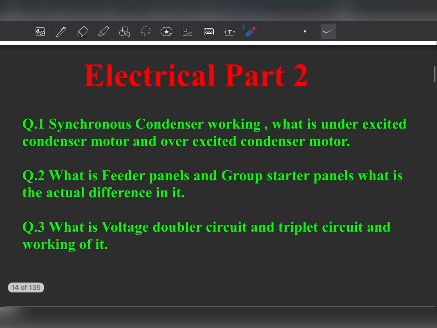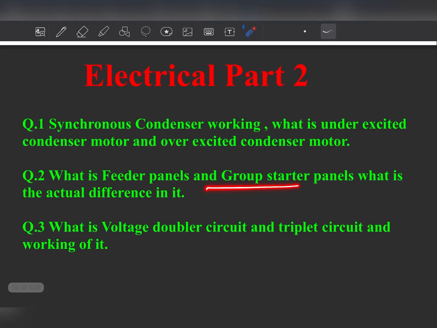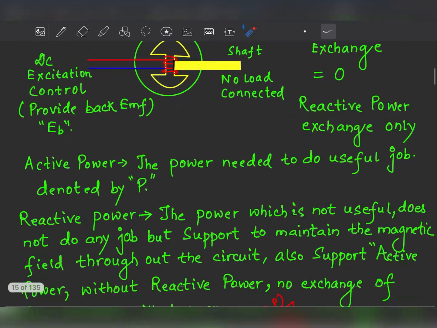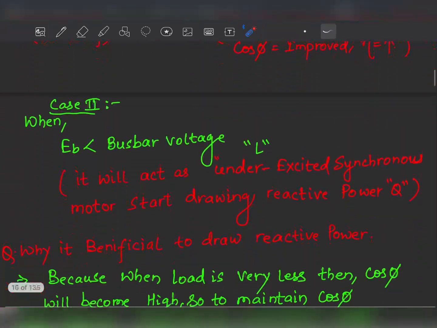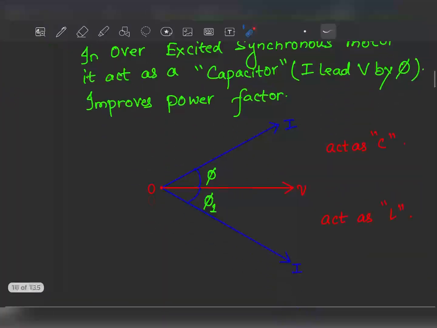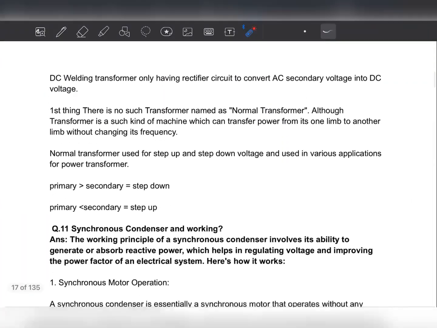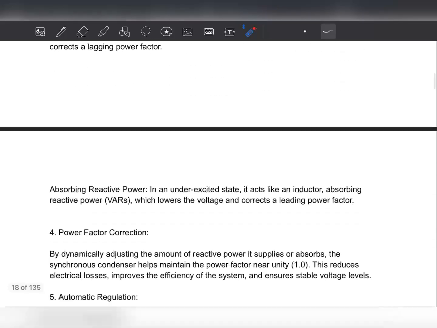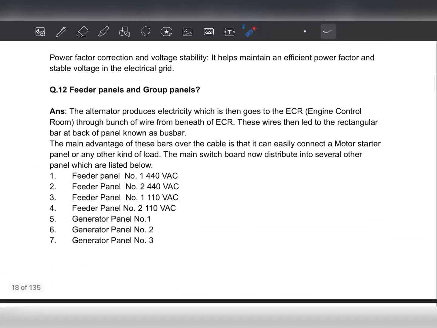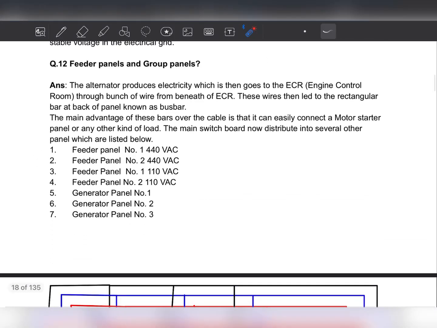This is our next question. What is the feeder panel and group starter panel, and what is the actual difference between them? I will just tell, because one time a surveyor asked this question to me also, and I explained so many things. Let's start number 2. Okay, what is feeder panel and group starter panel?